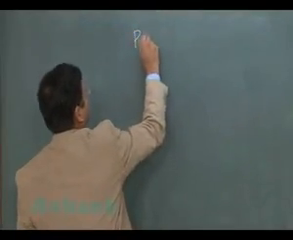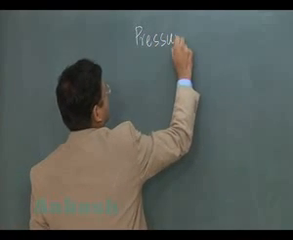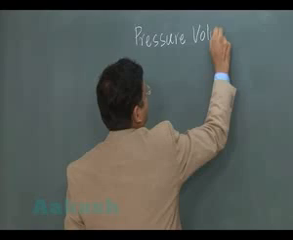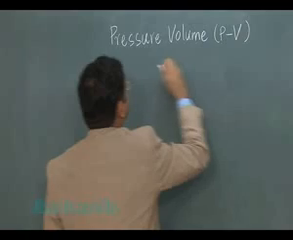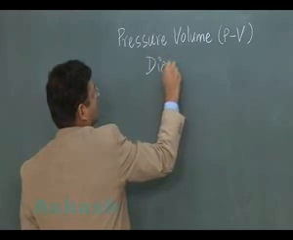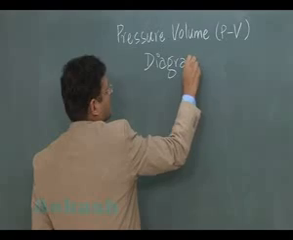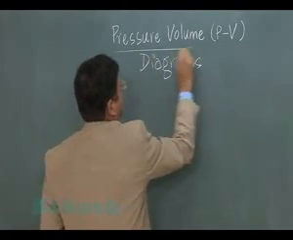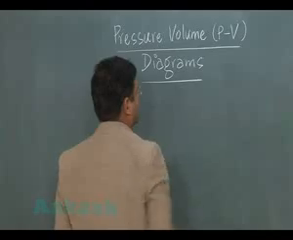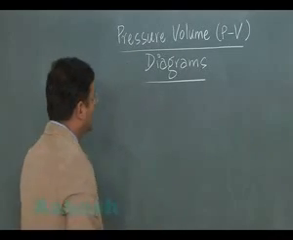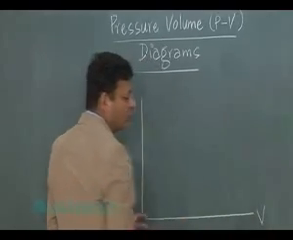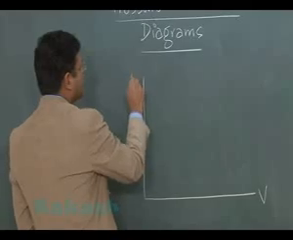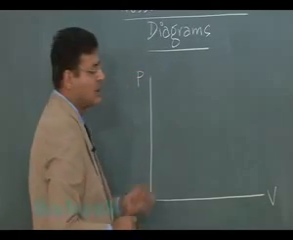First, we discuss various pressure volume diagrams, which in short you call PV diagrams. You understand? In this kind of diagram, the graph which you will be plotting will have volume on the horizontal axis and pressure on the vertical axis.